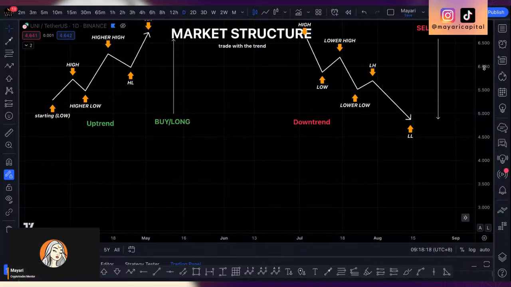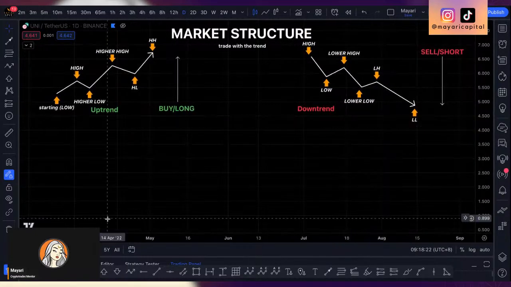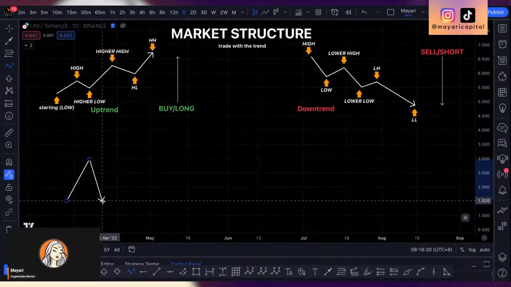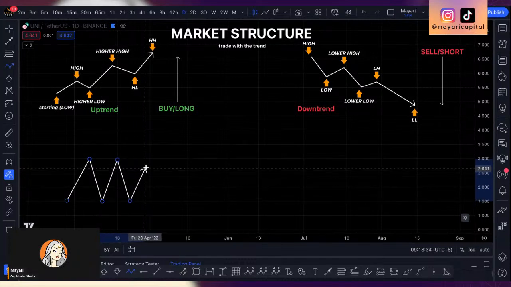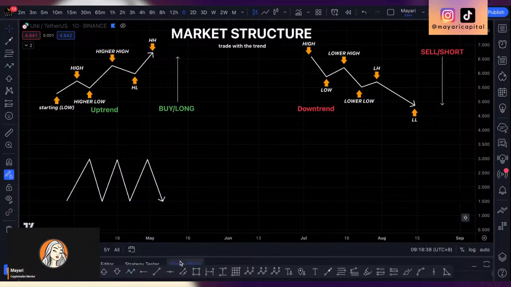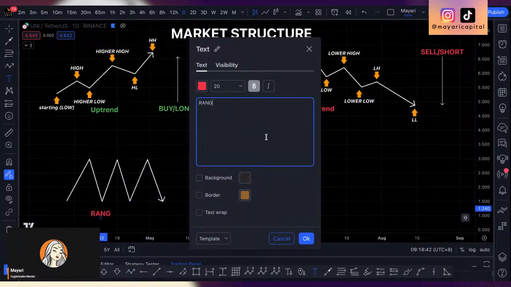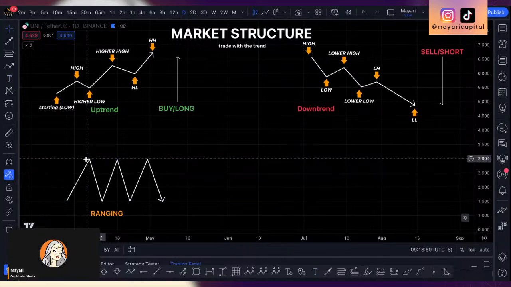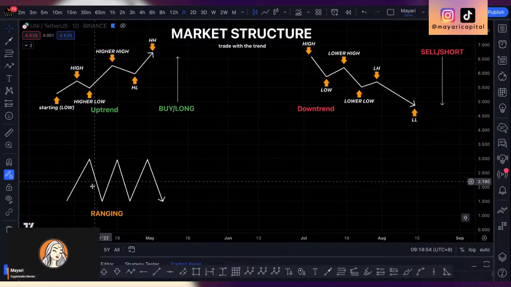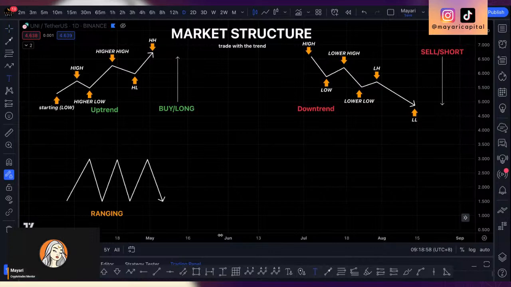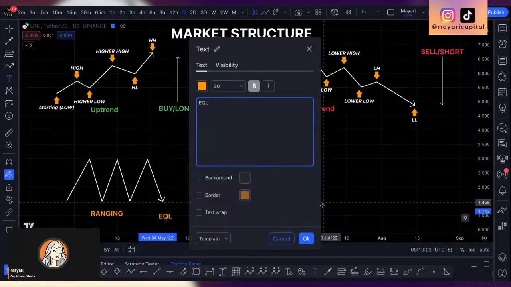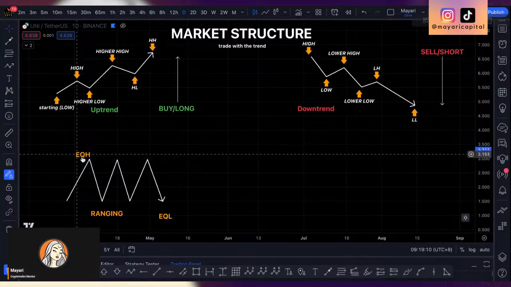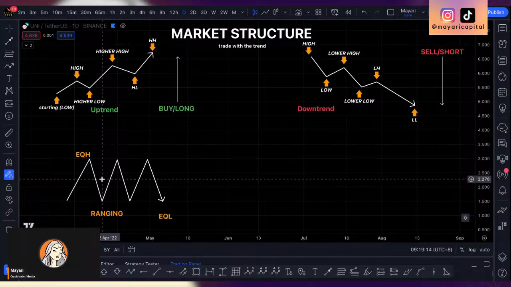Now, let's add advanced structures in here. First up looks like this, guys. We have the movement, but then what is happening, right? This one is what we call ranging. So ranging is where a market is stuck in a certain area, wherein it can be having an equal high, no higher high, no higher low. They are having equal high, so let me write that down. And equal low. So equal low and then equal high. Market is not moving anywhere. This is what we call ranging.